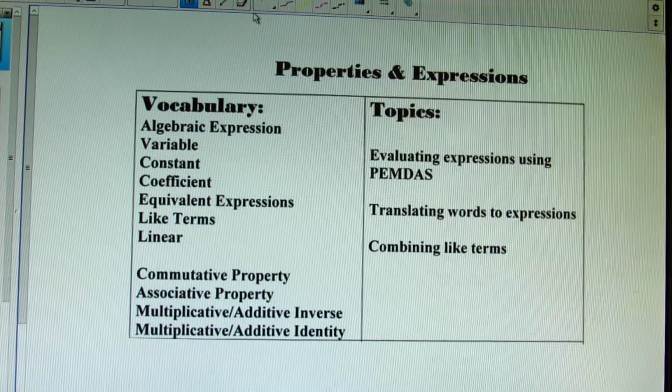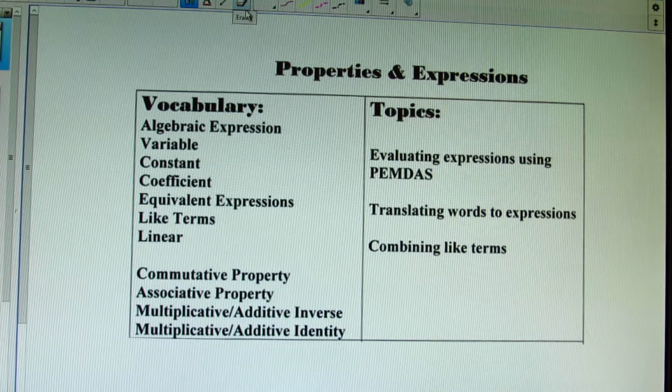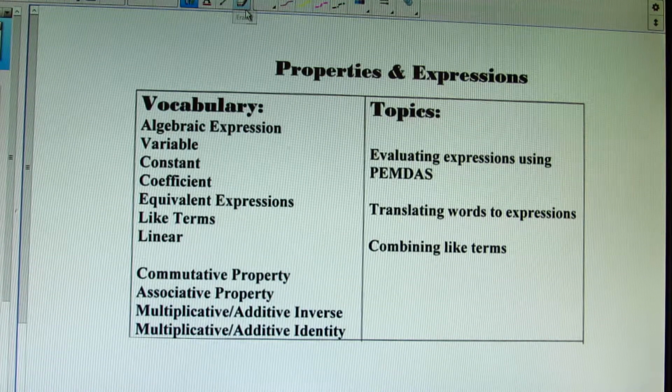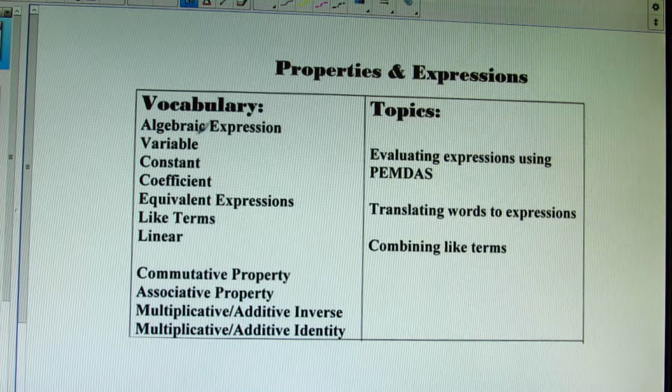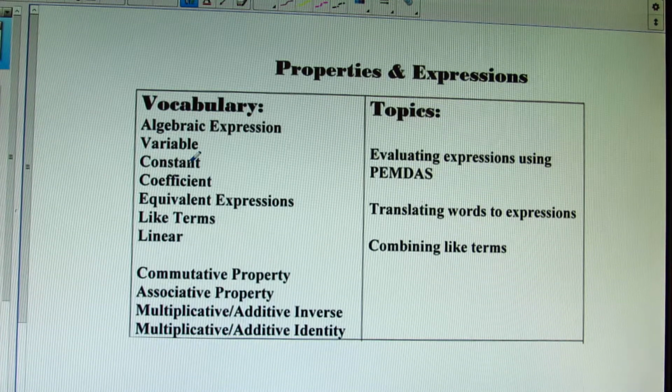Hi, this is Mrs. Kalinicki, and we're reviewing for your Unit 3 test on expressions, factoring. Here are some examples of some things that will be on your test. You need to know what an algebraic expression is. An expression is something using letters, aka variables, and constants, plus your basic operations, adding and subtracting.